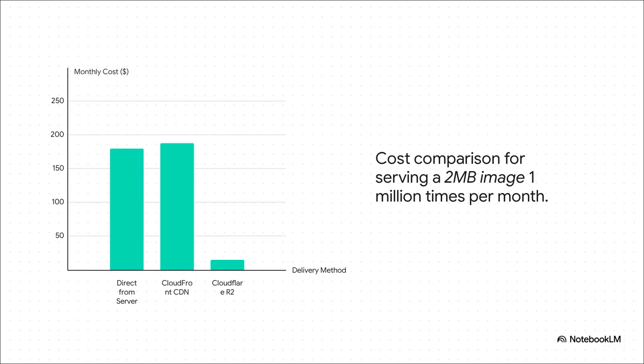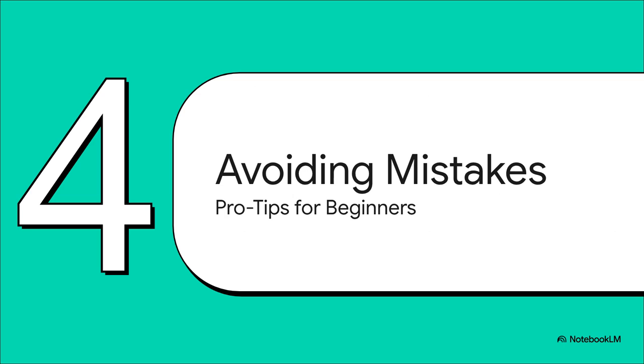You'd think this amazing performance would cost a fortune, right? Well, serving directly from the server is about $180. Using Amazon's CloudFront CDN, it's about the same, maybe a tiny bit more, at $188. A tiny price to pay for a 160x speed increase. But then, look at Cloudflare R2. Because they don't charge these things called egress fees, just think of it as free shipping from the warehouse, the cost absolutely plummets to just $15 a month. That's just insane.